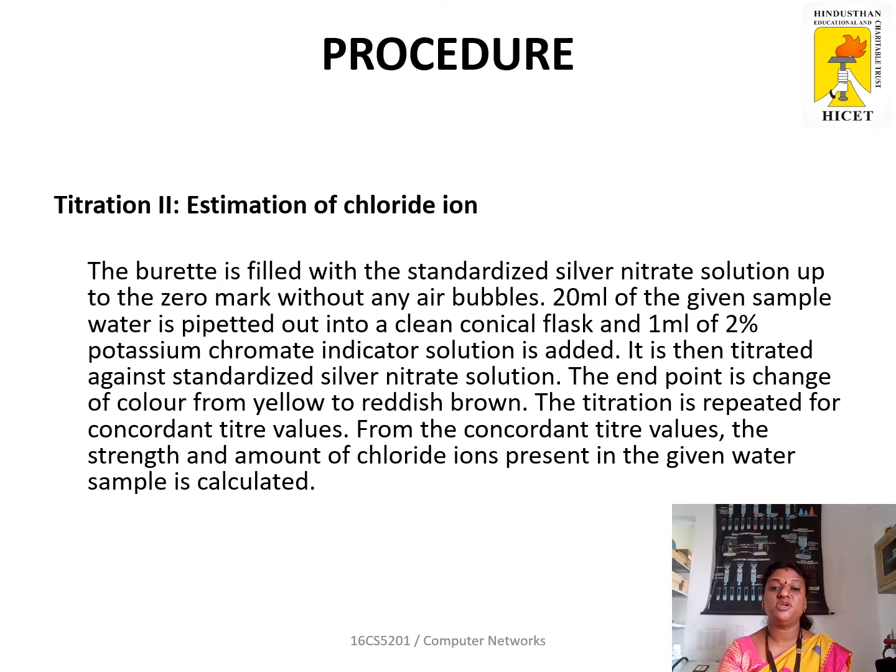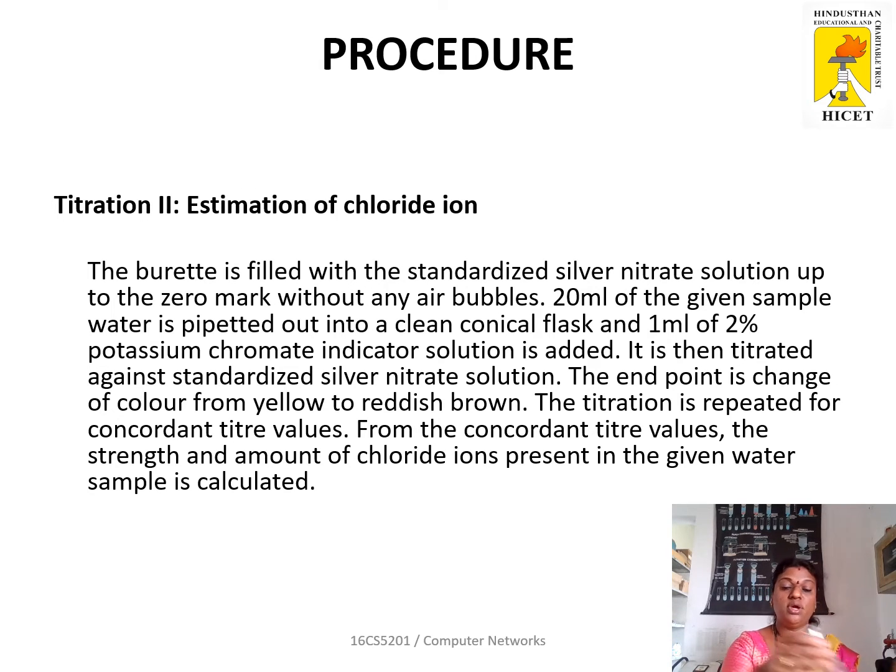The second titration is estimation of chloride ion. Here we take the burette solution as the same silver nitrate. The pipette solution is 20 ml of water sample in which we have to find the chloride. Then we add 2 drops of indicator to the 20 ml of water sample, and again the color changes to yellow. Then we titrate it against the burette solution, silver nitrate. The end point is the color change from yellow to reddish brown.